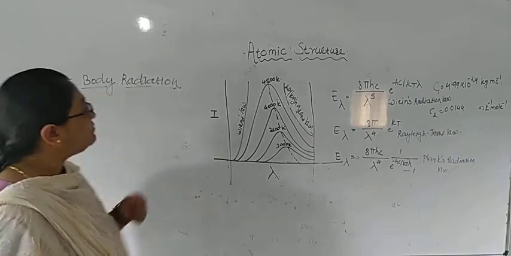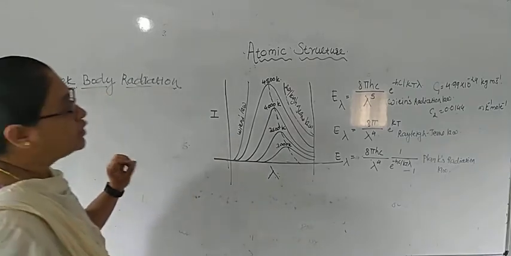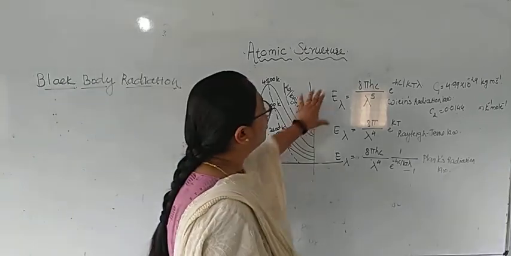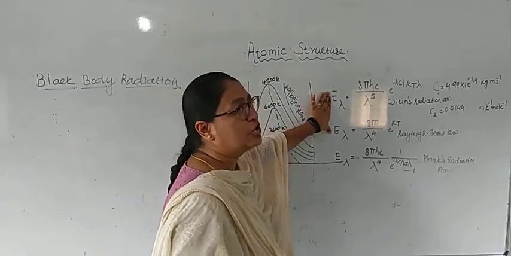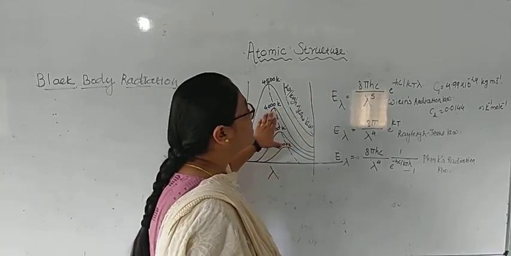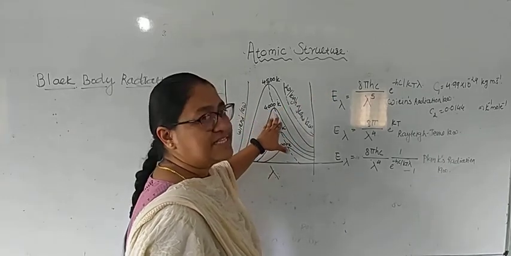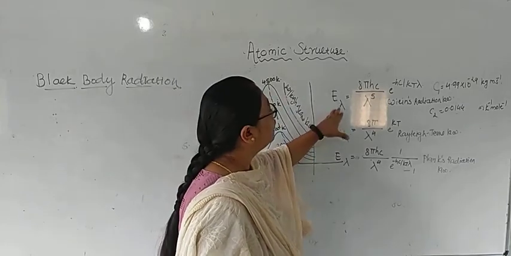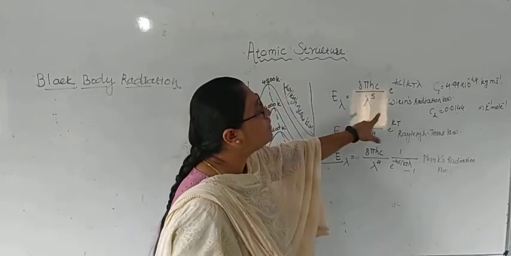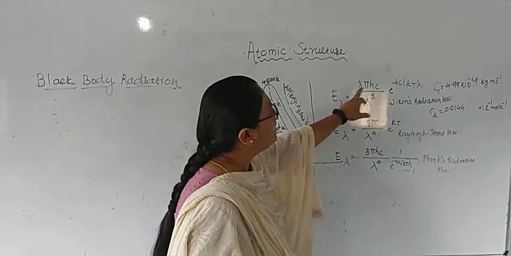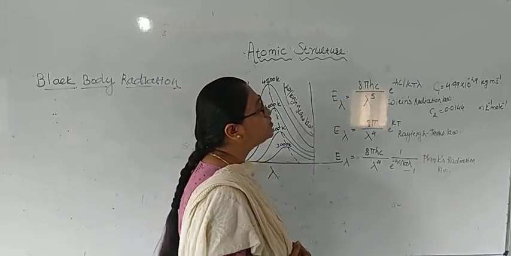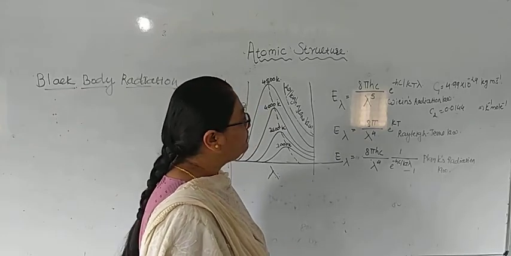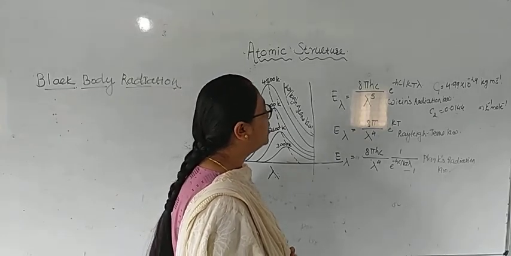Alright. According to classical mechanics, two theories, or two laws, were given to explain the maxima of the curve here. This is the first law, the Wien's radiation law. The law is 8πhc/λ^5 into e^(hc/kTλ). That is the Wien radiation law.